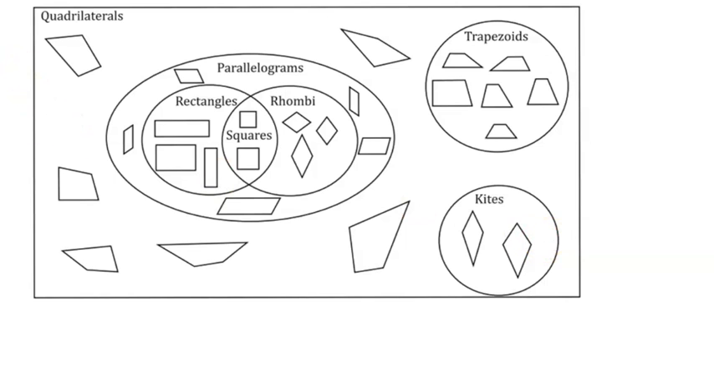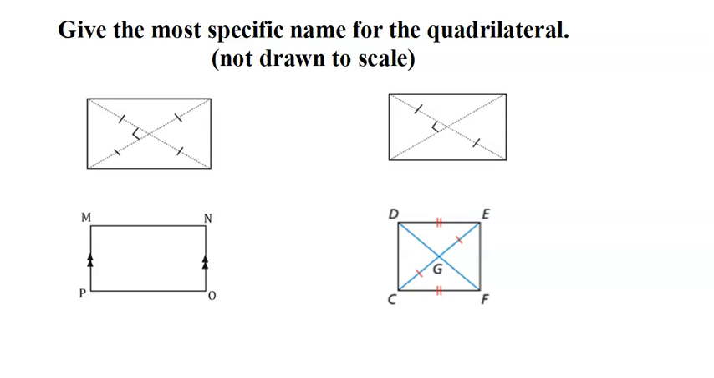So what I want to look at real quickly, I want to give the most specific name for these quadrilaterals. Notice they are not drawn to scale. All of these look like rectangles, but that doesn't mean they are. So let's take a look at this first one. What do we have? We have the diagonals bisecting each other, right? Because this is the same as that one, this one's the same as that one. Since it's both diagonals, that makes it a parallelogram. If there's only one, then maybe we could say it's a kite. But both sets, so that's definitely a parallelogram.